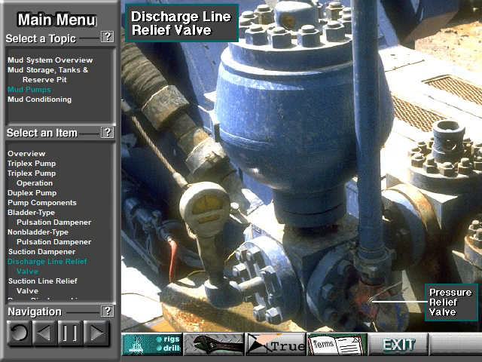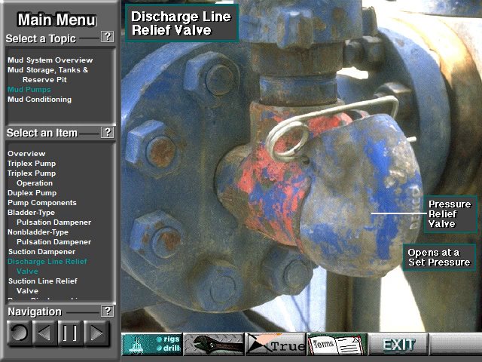Workers always install a discharge pressure relief valve. They install it on the pump's discharge side, in or near the discharge line. If for some reason too much pressure builds up in the discharge line, perhaps the drill bit or annulus gets plugged, the relief valve opens. The open valve protects the mud pump and system against damage from overpressure.